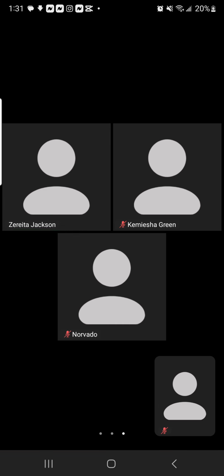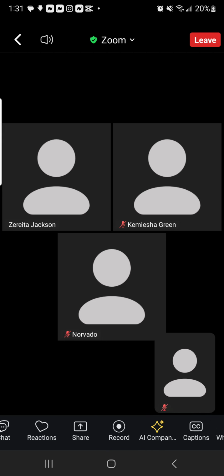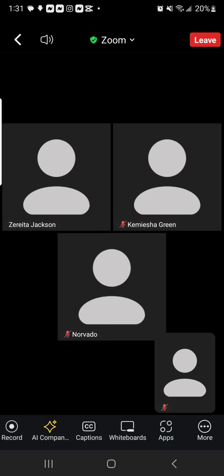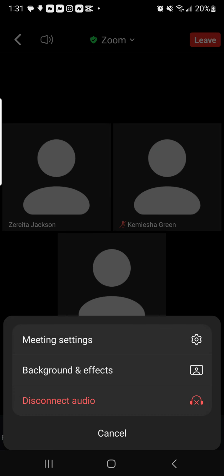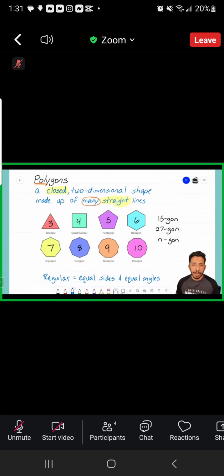Now that's not something that's always true about polygons, and unless it's specifically stated that you're dealing with a regular polygon, you can't assume that all the sides are equal or all the angles inside are equal as well. But for these 8 polygons shown, I'm telling you right now that these are all examples of regular polygons.